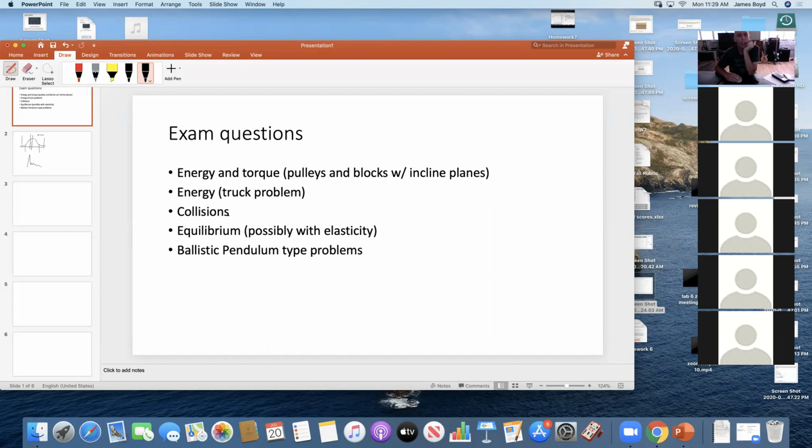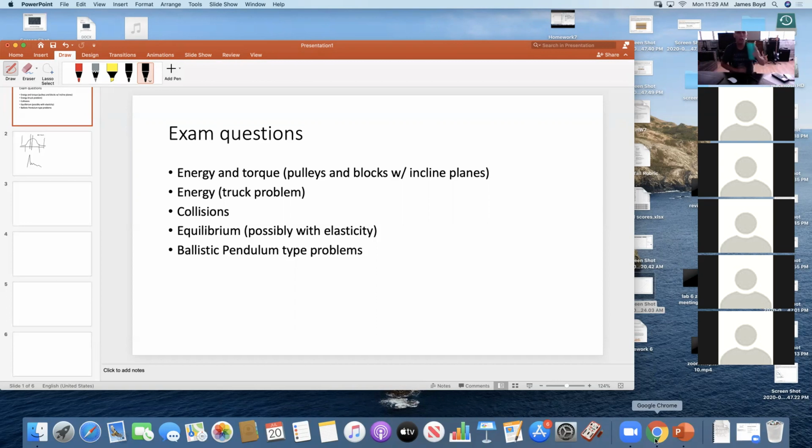So I guess I should say here that with collisions, we could also have impulse, but impulse is super easy. You should know from your lab. The force times time is equal to the change in momentum. Basically just like that quiz that we did. So, any questions on what might be on the exam?